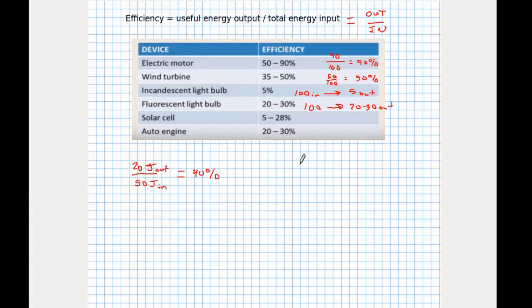A solar cell, that is a solar panel used for generating electricity, has an efficiency of 5 to 28%. So that means 5 to 28% of the input energy coming into the cell gets turned into useful electrical energy on the way out. And that's relatively low. It's a relatively low percentage of the amount that goes in, but again, that energy is essentially free because it's coming from the sun.